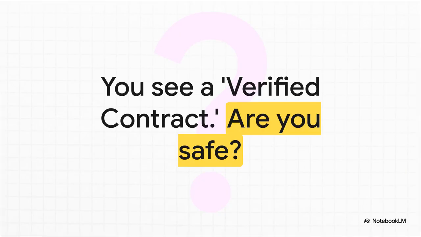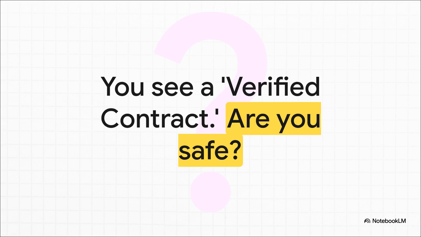So picture this. You're on a block explorer, you're checking out a new token, and you see it, that little green check mark that says verified contract. And you probably feel a sense of relief, right? Like, okay, this is legit. But here's the question. What does that really mean? Does a verified contract actually mean you're safe?